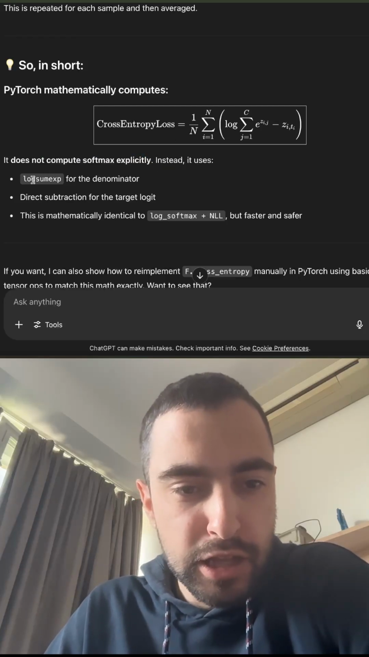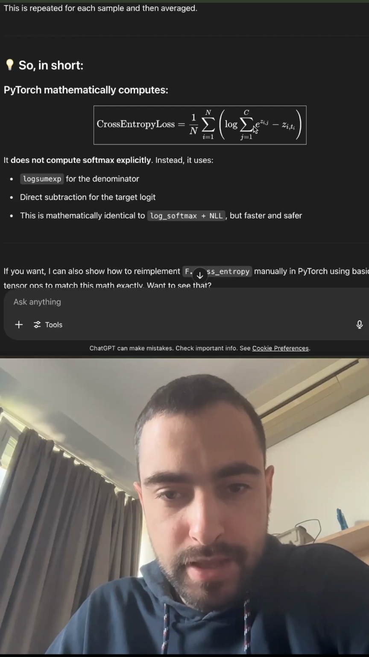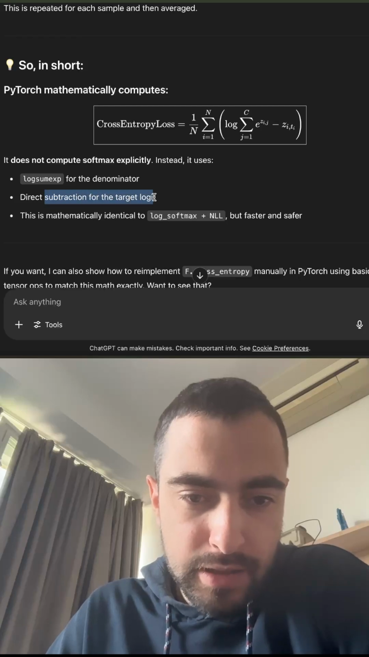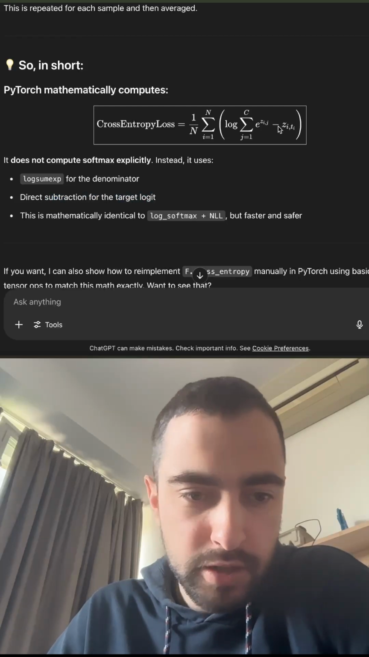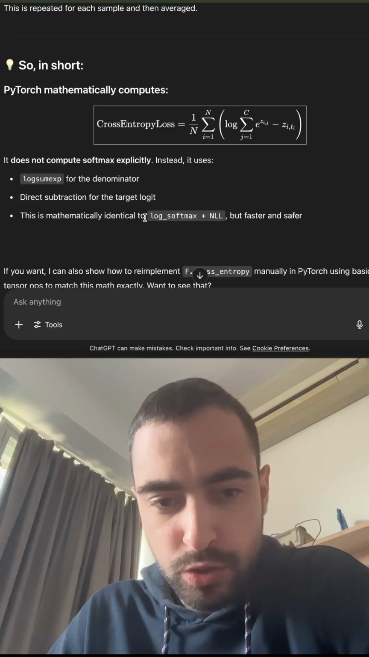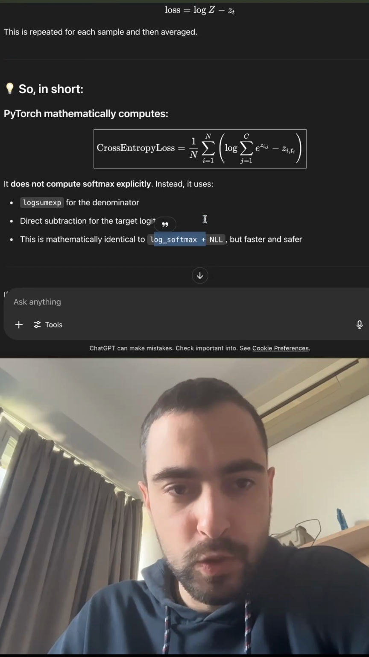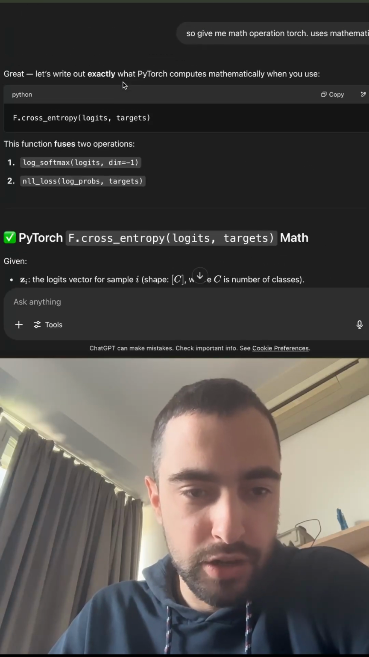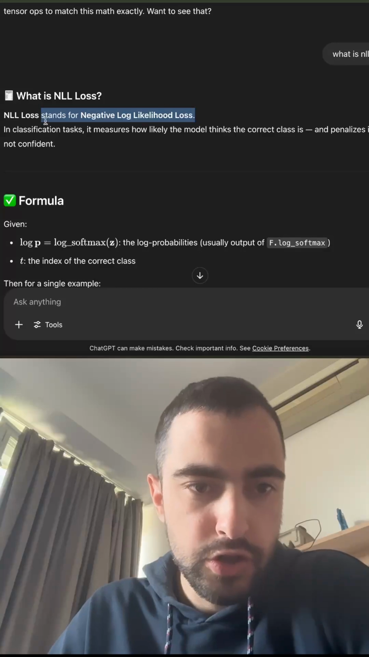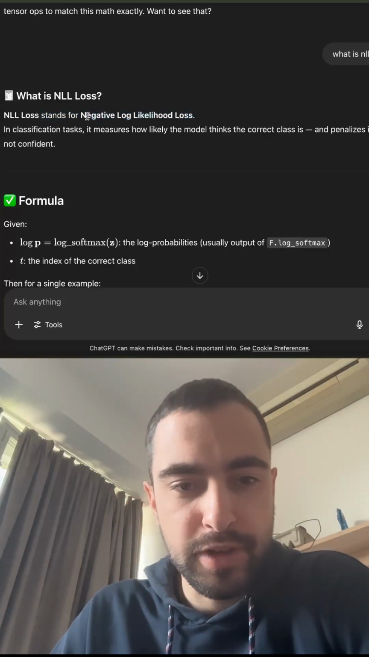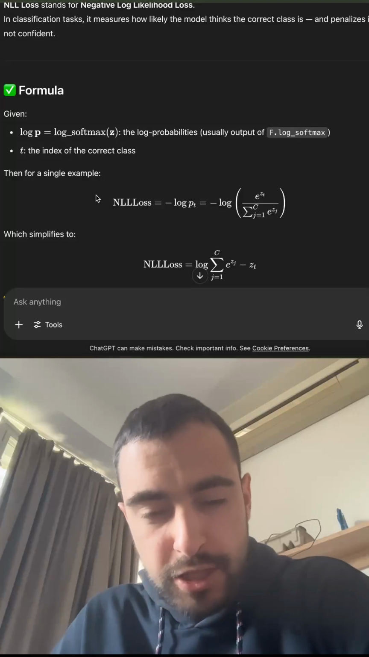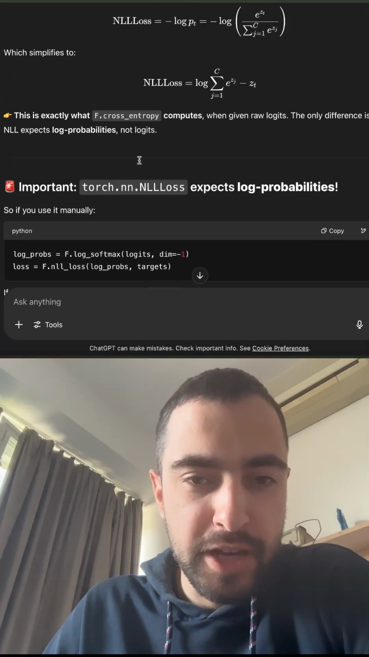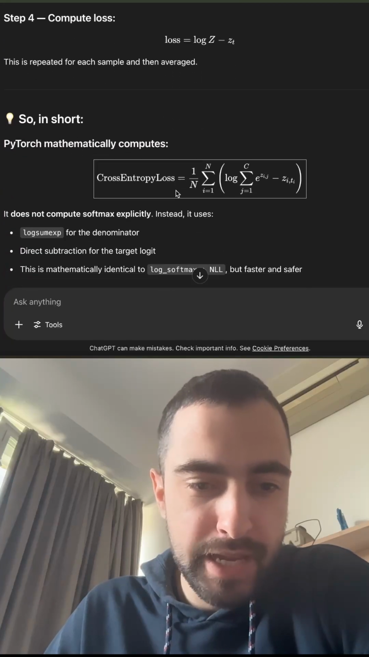Instead, it uses log-sum-exp, the log of the sum of exponentials, with direct subtraction for the target logit. This is mathematically identical to log softmax plus NLL, which we were supposed to use, but this is the optimization of PyTorch. NLL loss stands for negative log likelihood loss. So it's just a loss function, but PyTorch is not calculating this full function, it's using the little trick that I just explained, log-sum-exp.